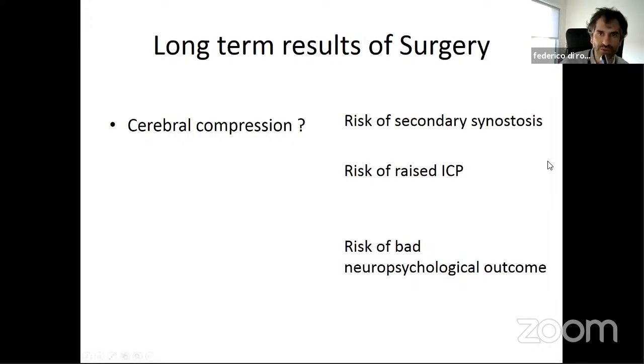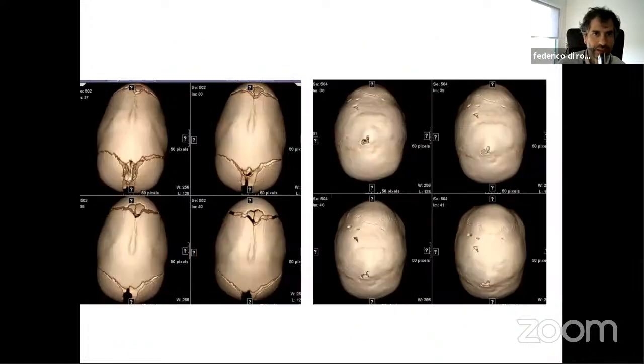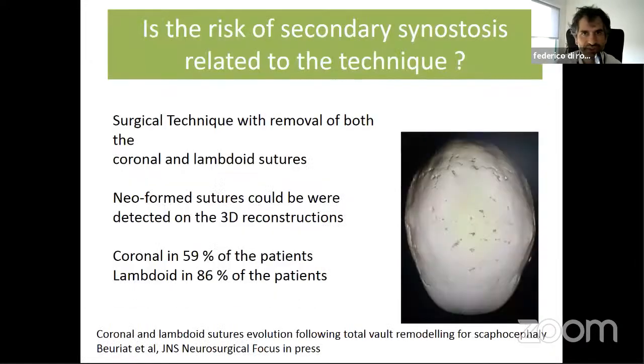Well, there is a risk of secondary synostosis. We have a risk of raised ICP. We know that. We know that there is a risk of bad neuropsychological outcome, again also depending on the underlying condition. This risk of synostosis exists whatever the technique we do, with endoscopy or with open surgery. And you see that even when you remove the suture, there are things that happen that we actually don't know. In this technique, the sutures are removed during surgery, coronal suture, lambdoid suture. And then when you do a CT scan years later, you will see that the coronal suture and lambdoid suture are there again. They are visible on the CT scan.